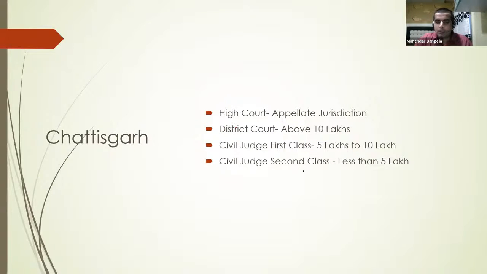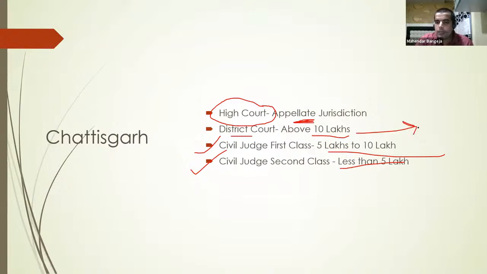Now same is the case with Chhattisgarh. Less than 5 lakhs, second class. 5 to 10 lakhs, first class. And district court above 10 lakhs. And again, even here, the high court does not have original jurisdiction. They only have appellate jurisdiction. क्योंकि उन्होंने district court को इतनी power दे दी है. All matters above 10 lakhs will be tried by district court.